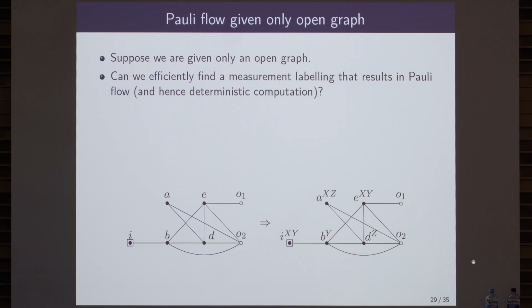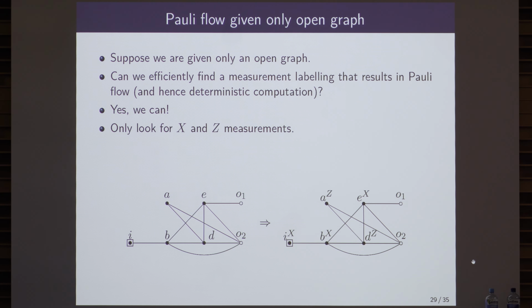But if we actually want to look for an efficient way of finding such measurement labels, the question is quite difficult. And it turns out that we actually can do that. So how can we do that? Well, the solution that I found is quite boring in the sense that it only looks for poly X and poly Z measurements for a labeled open graph to decide existence of polyflow and hence deterministic computation.